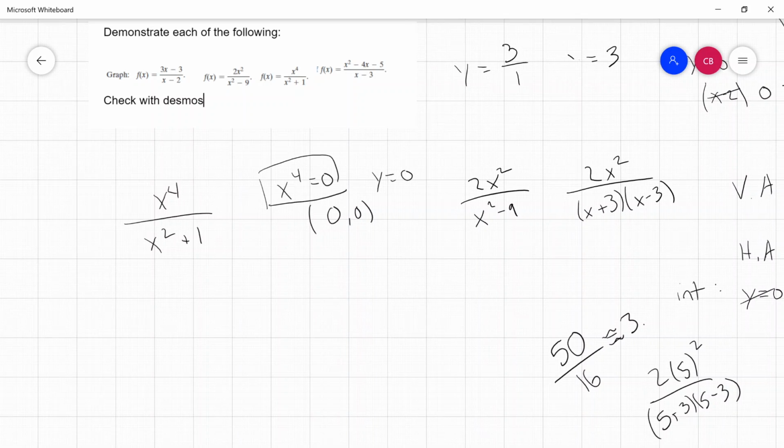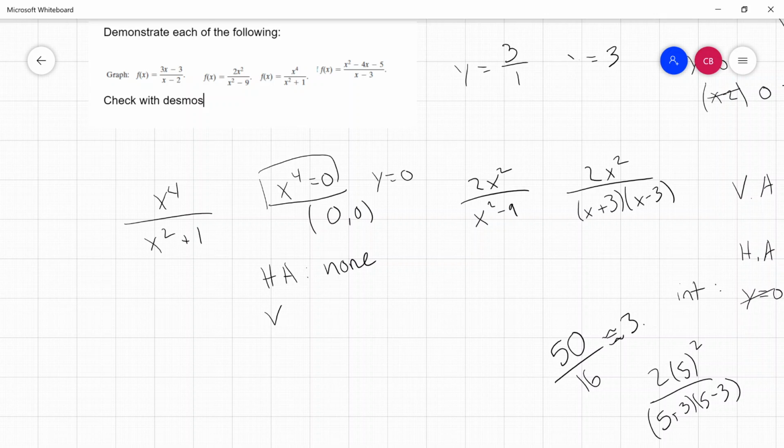So that's taken care of. Horizontal asymptote? None. This is degree 4, this is degree 2. The numerator is higher than the denominator. Slant asymptote? None, because this is 2 bigger, not 1.